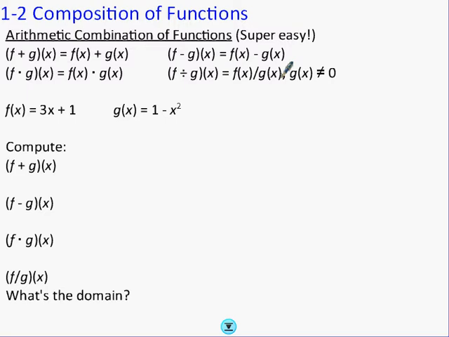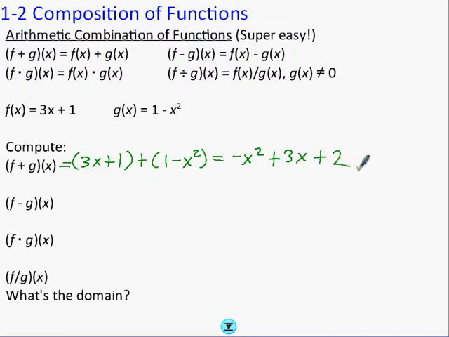Okay, so for example, let's say that f of x is 3x plus 1 and g of x is 1 minus x squared. We can actually compute these without much difficulty. As you can see up here, f plus g of x is just f of x plus g of x. Well, we know that f of x is 3x plus 1. If you find it helpful, you might put the originals in parentheses, plus g of x, which is 1 minus x squared. In this case, we simply have to combine like terms. There's only one x squared, there's only one x, and there are two constant terms. 1 plus 1 is 2.